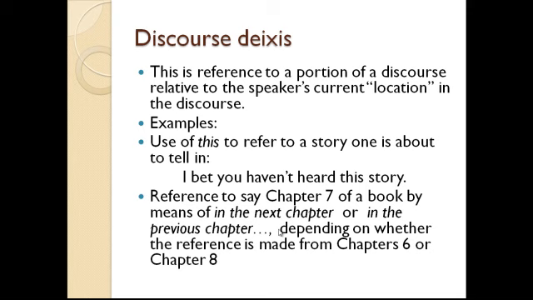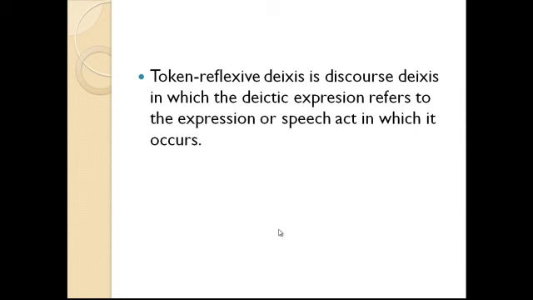Another example would be reference to a chapter of a book by means of a phrase like "in the next chapter" or "in the previous chapter." Where such reference is made using such phrases, it becomes discourse deixis, because reference is made to a portion of the text relative to the speaker's current location in the text. Now, within discourse deixis, there is what we call token reflexive deixis.